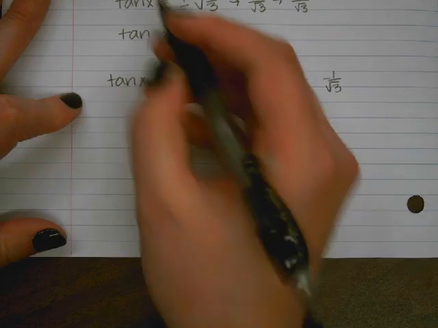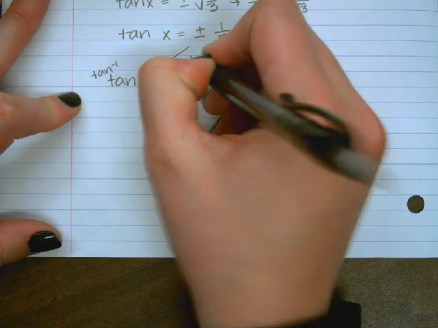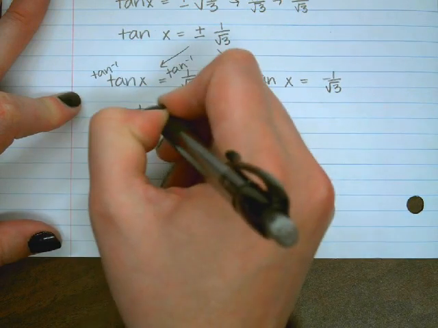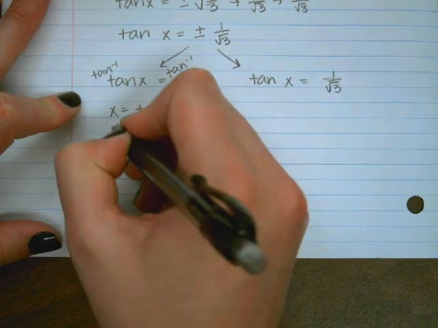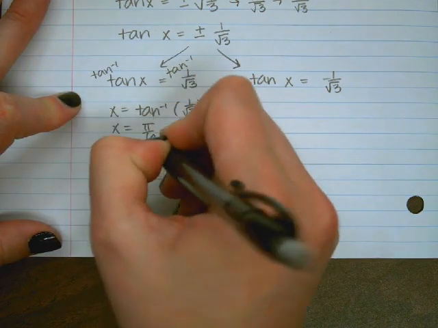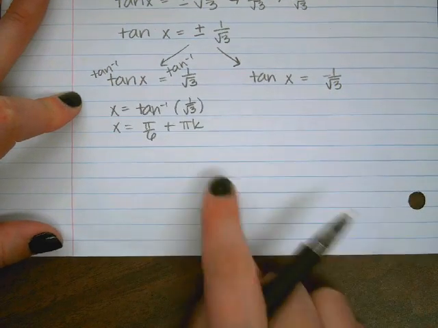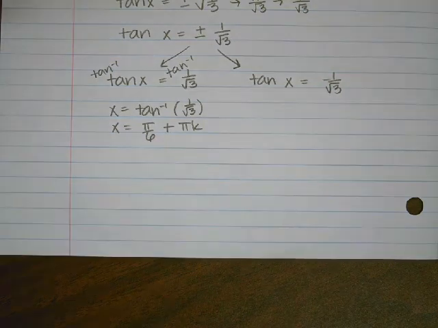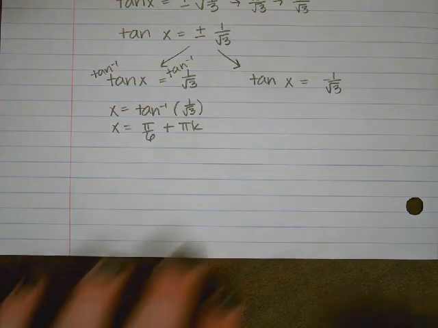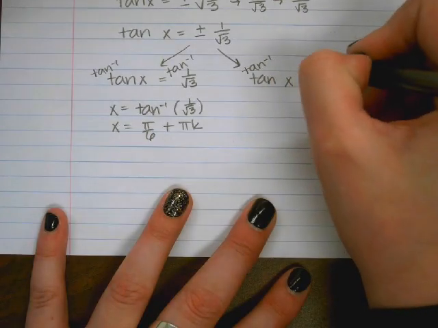So here, I'll go ahead and finish writing the problem because I skipped that step. So x equals tan inverse of 1 over root 3. And so x equals pi over 6 plus pi k. So the answers repeat in multiples of pi. Okay, we're going to do the same thing on the other side. I'll go ahead and do my notation first this time.